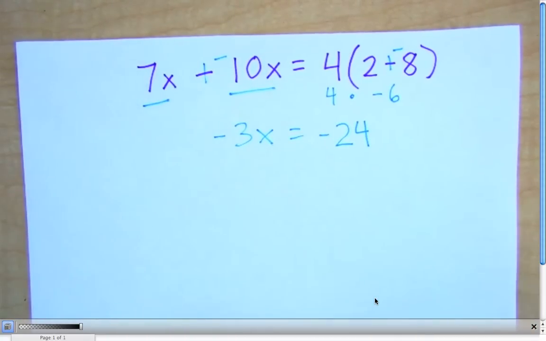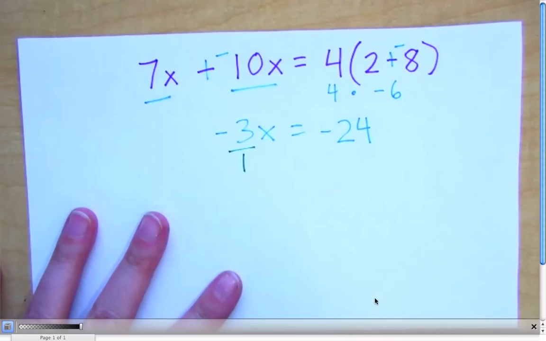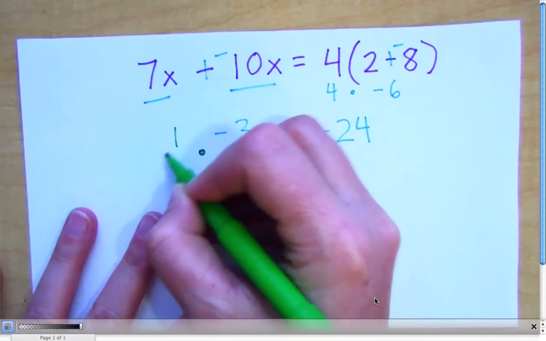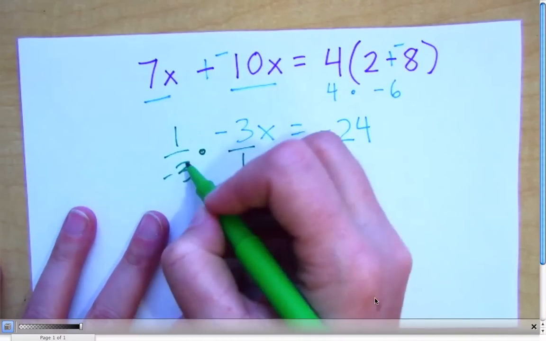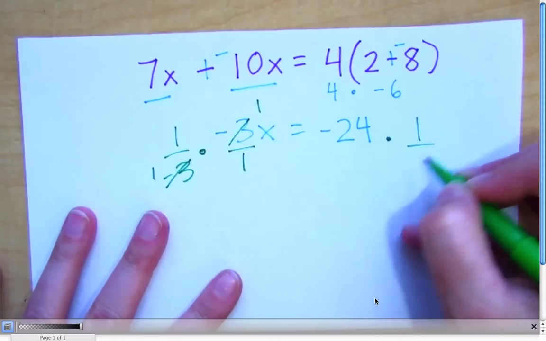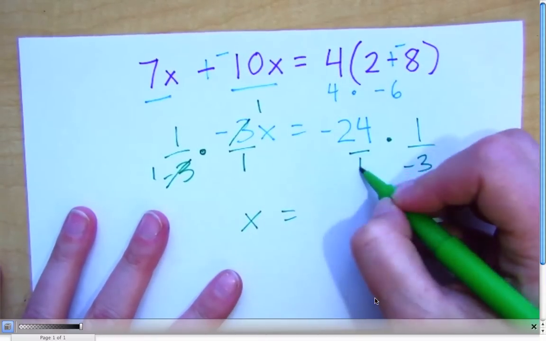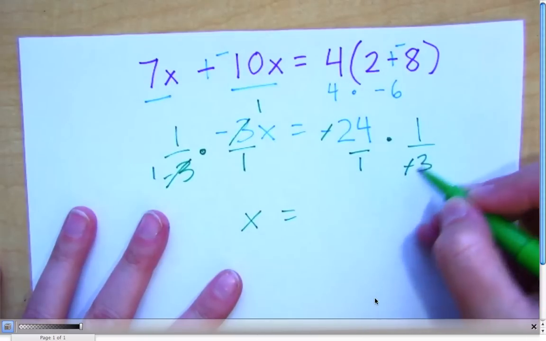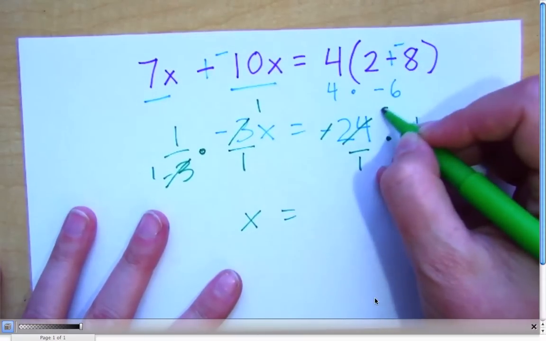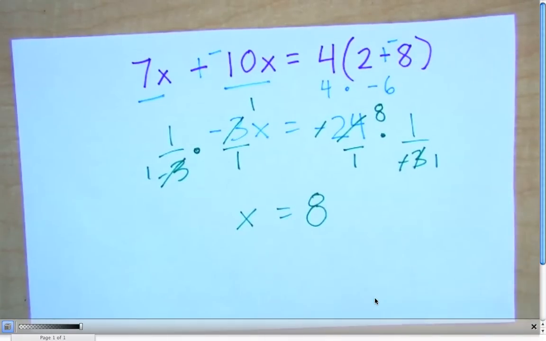All right, so now I've simplified everything I can. So I'm going to go ahead and start solving. So my coefficient is negative 3. The reciprocal of that would be 1 over negative 3, which would make my coefficient 1. Do the same thing on the other side. So my x equals, if I simplify this out, the negatives will cancel out, and 3 goes into 24 8 times. So my answer is a positive 8.